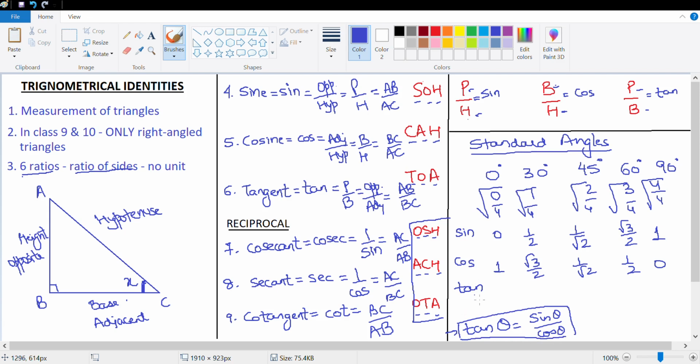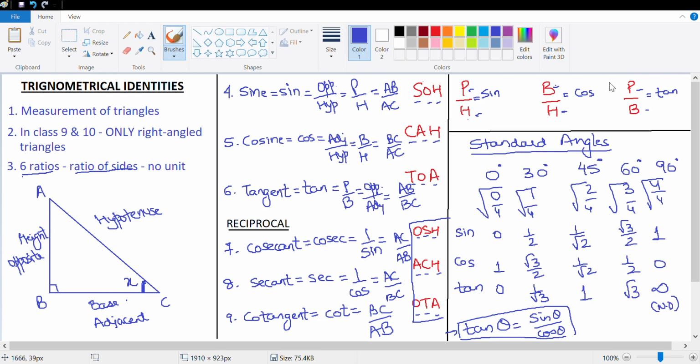So here, if you want to calculate the value of tan, you will divide sine by cos. So 0 divided by 1 gives me 0. Half divided by root 3 by 2 gives me 1 upon root 3. 1 by root 2 divided by 1 by root 2 is 1. Root 3 by 2 divided by 1 by 2 is root 3. And 1 divided by 0 is infinite or not defined.